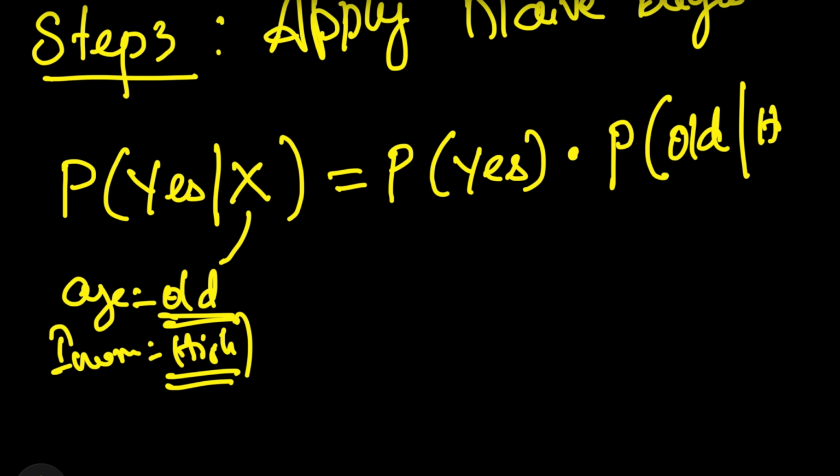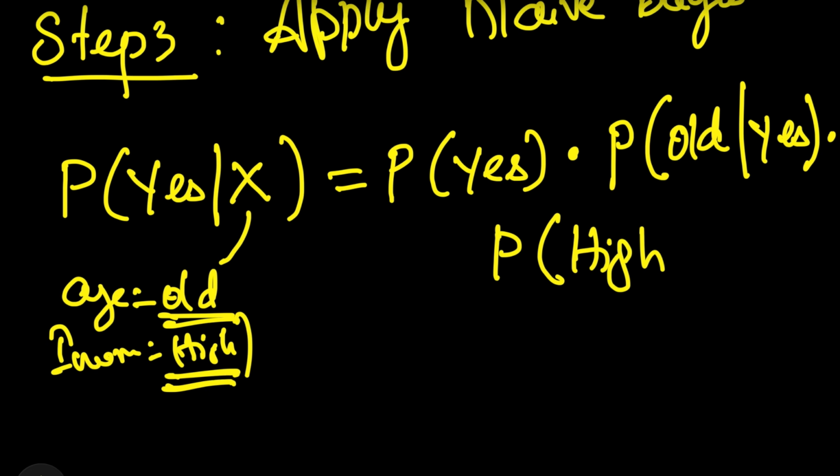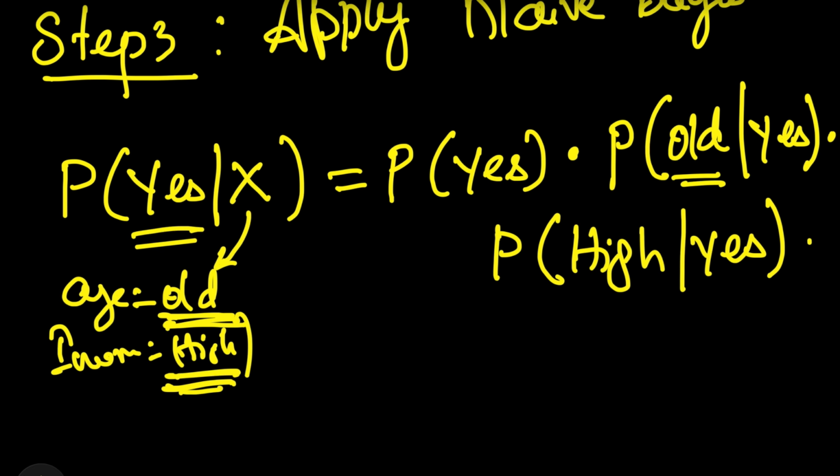Let us make it clear. Old, yes, that should be multiplied with the probability of the next feature, income is high given yes. Here we are going to find only for the yes value, because we are finding the probability of yes given the sample. In the sample we have only age equals old and income equals high. That's why I am taking only old and high probability for yes, because I am going to find the probability of yes for only the given sample.